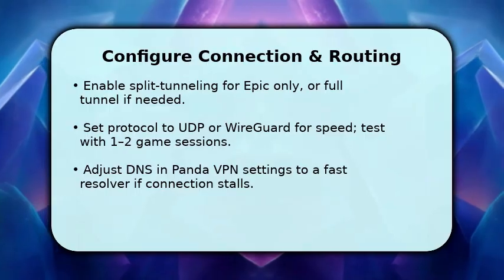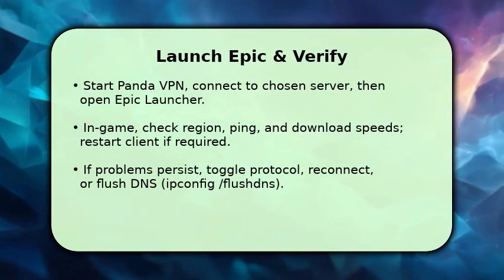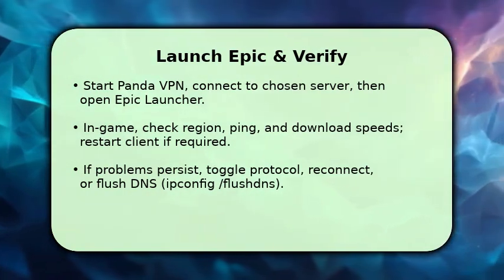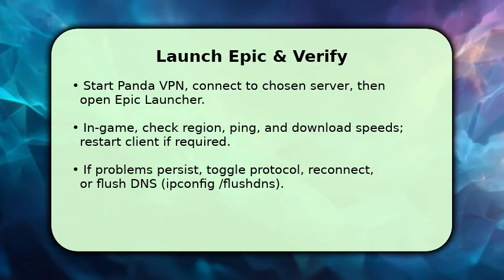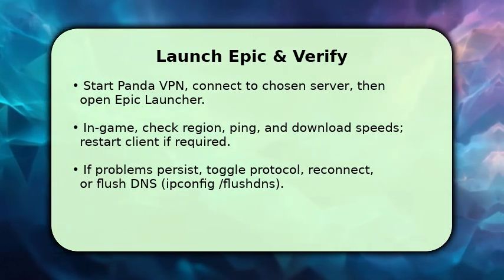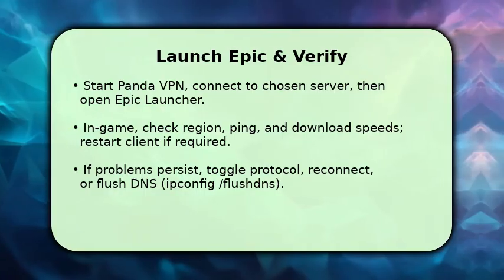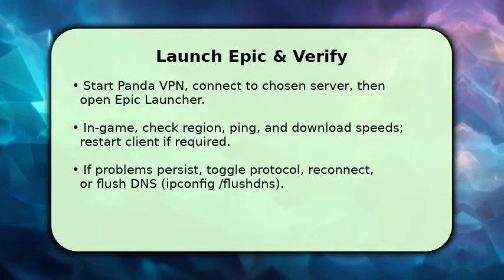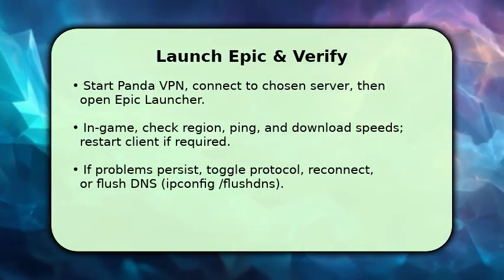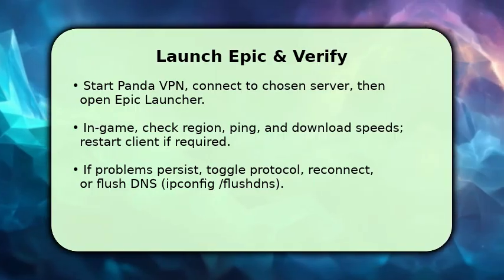Finally, connect Panda VPN to your selected server and then launch the Epic launcher. Order matters because the client binds to the active network route at startup. Once in, confirm region and ping numbers. Watch download throughput and matchmaking behavior for 5-10 minutes to ensure consistency.